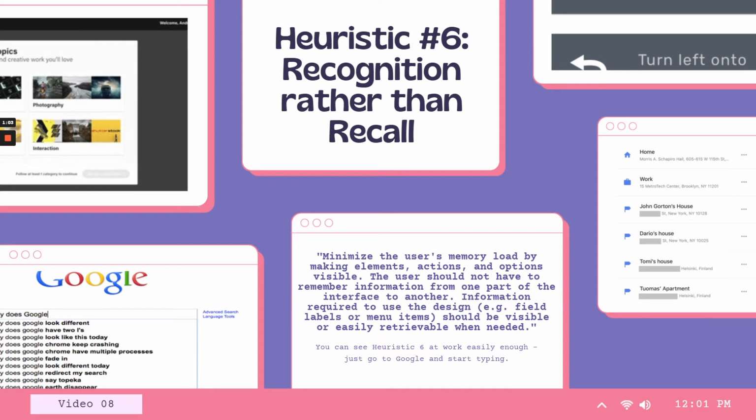Recognition rather than recall is about minimizing the user's memory load by making elements, actions, and options visible. The user should not have to remember information from one part of the interface to another. Information required to use the design, such as field labels or menu items, should be visible or easily retrievable when needed.